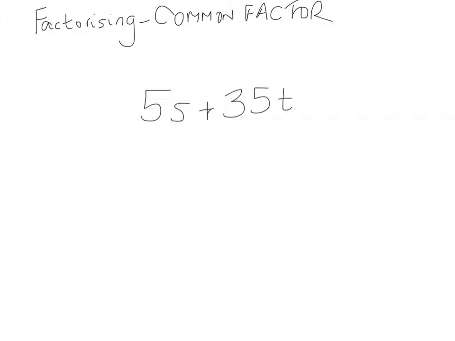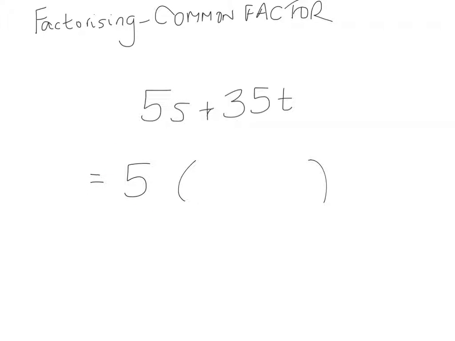So, our method is step 1. We have to look for the biggest number that divides these terms. So, essentially, what's the biggest number that divides 5 and 35? Okay, the biggest number is 5. So that is going to go outside the bracket. Then we have to look at the letters. Is there a letter in common? S and T are different. No, so there's no letter in common. So it's only 5 that's going to be outside our bracket.